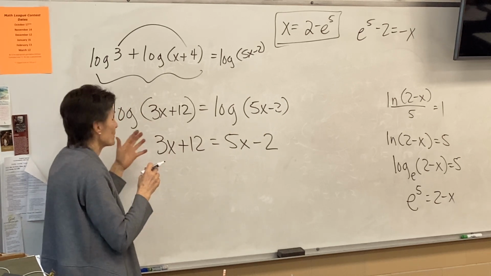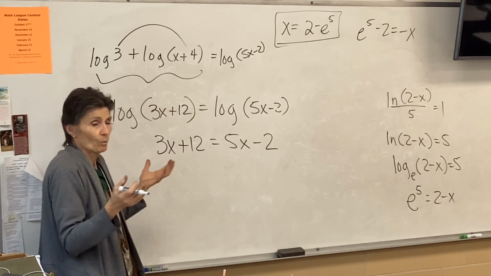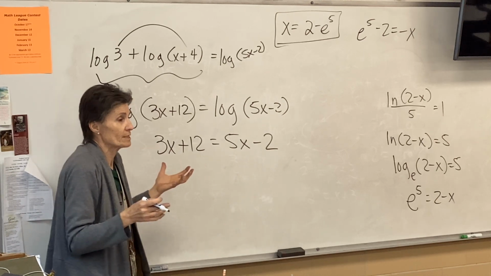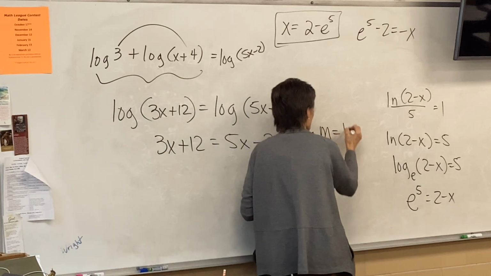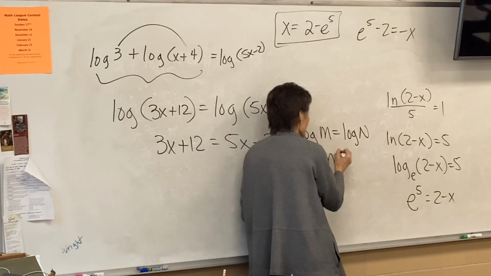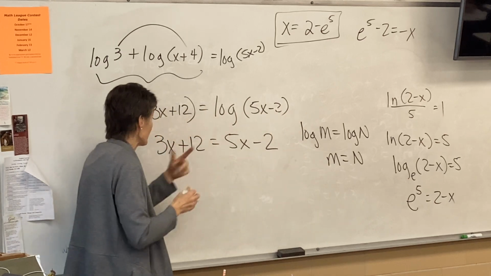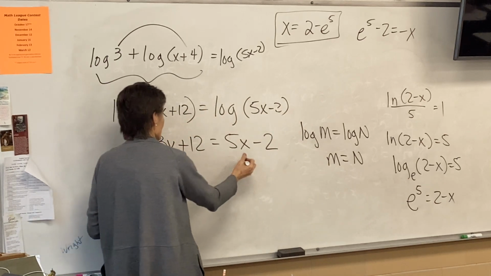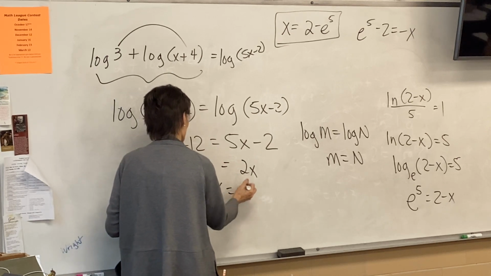You can't divide by log. That means nothing. We're not canceling out the logs. We're simply saying that the only way log M can equal log N is if M equals N. So that's what's happening. Then we just solve it. So what did we get? 2x equals 14. Did you get x equals 7?